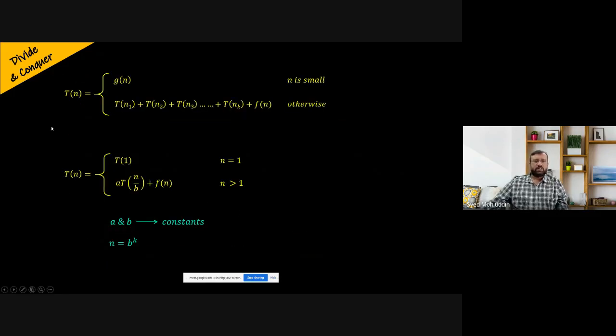Now let us look at the generalized form of this problem. What we have here is T(n), the time function. Same recurrence relation: g(n) if n is small, and otherwise T(n1) plus T(n2) and so on, plus f(n). Now what we say in general terms is that g(n) is the time taken when n is small. We consider that n is the size of the input.